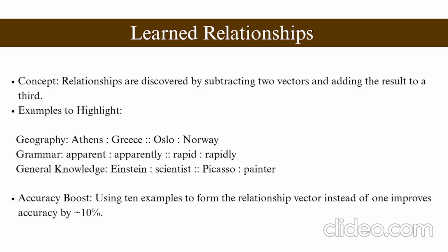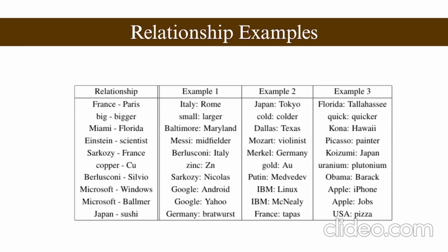One interesting finding mentioned in the results is the accuracy boost. The researchers found that if they used 10 examples to form the relationship vector instead of just one, the accuracy of the analogy jumped by about 10%. This suggests that the direction of a relationship like capital of becomes clearer and more stable as the model averages more instances of that relationship.